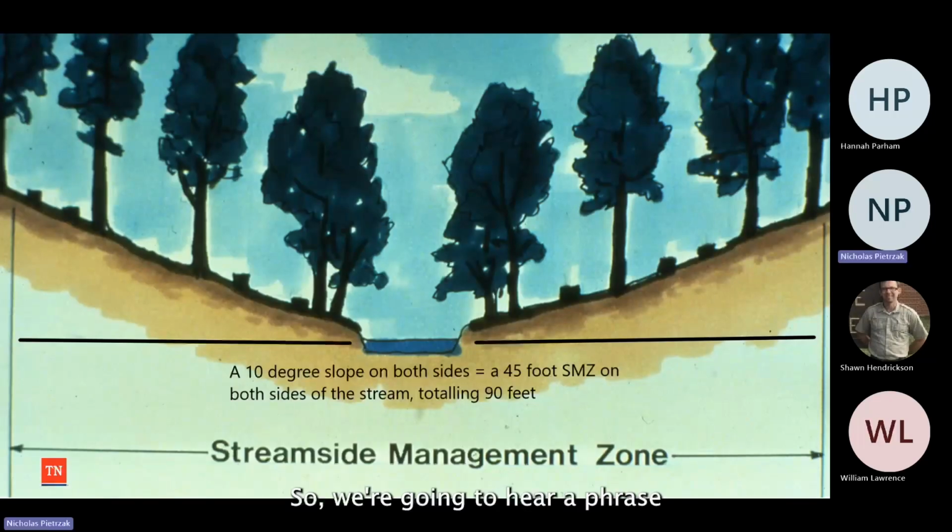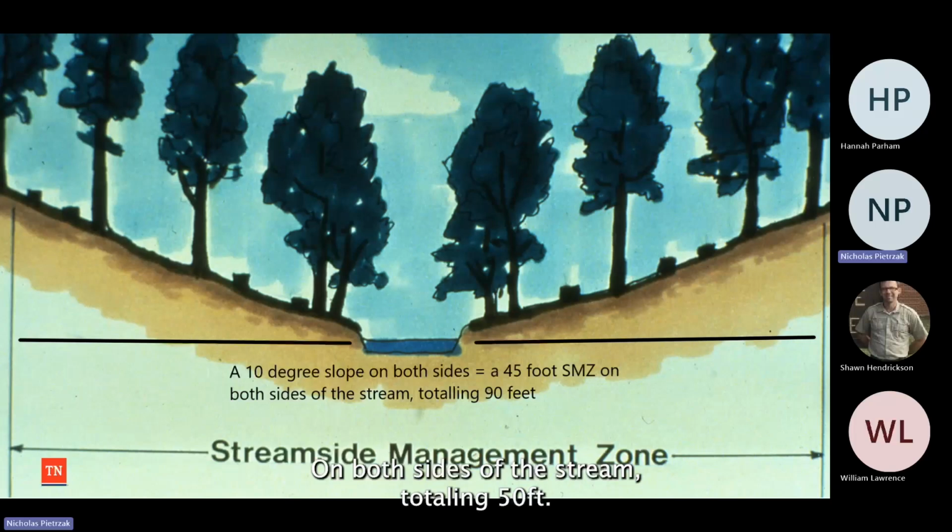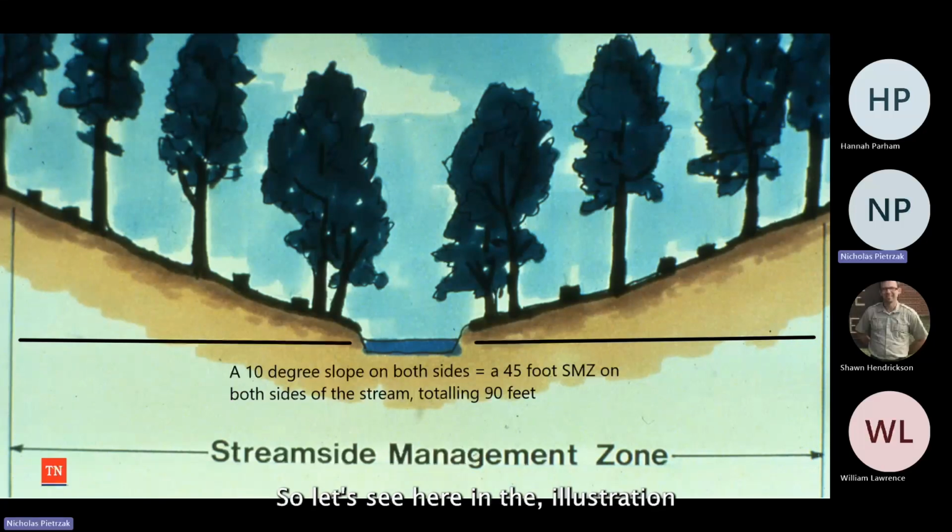So a phrase you're going to hear a lot is streamside management zone, or SMZ. And the SMZ, on page 16 if you've got the guide open, is on flat land 25 feet on both sides of the stream, totaling 50 feet. If slope is a factor, then SMZs become wider. With every 10% increase in slope, the SMZ will grow about 20 feet. So you can see here in the illustration that it's a 10% slope on both sides, so 45 feet on both sides, totaling 90 feet.